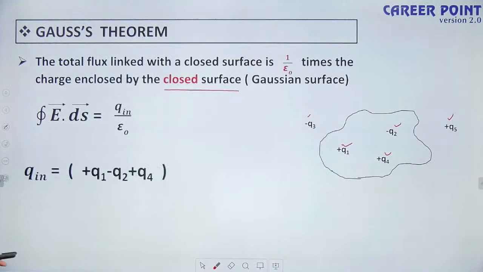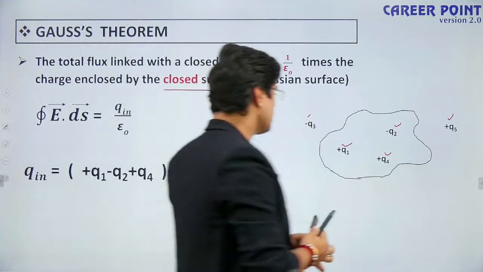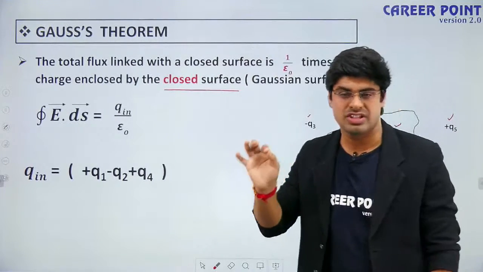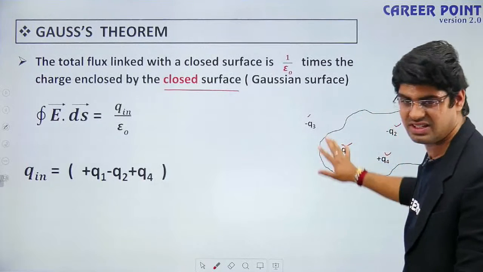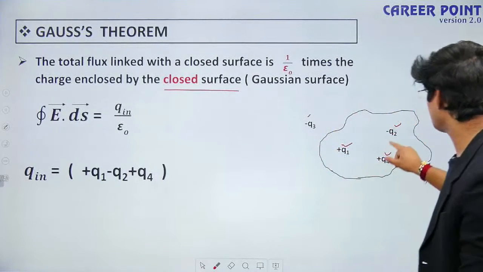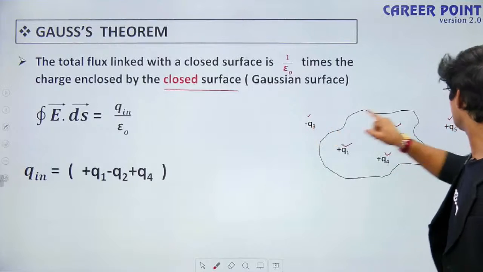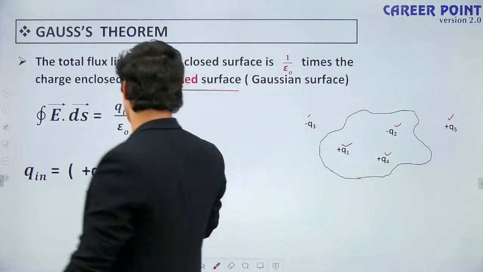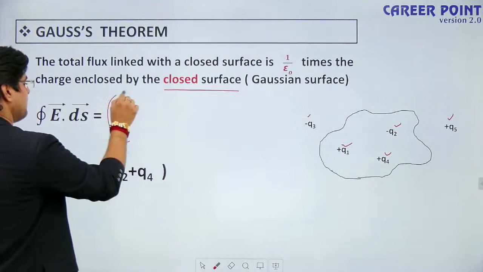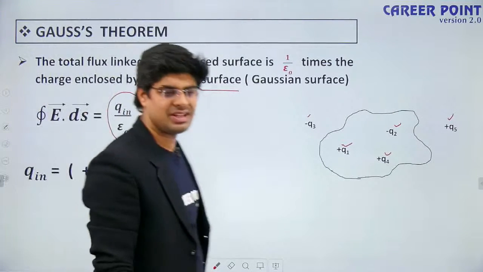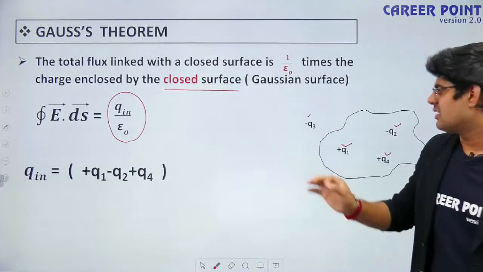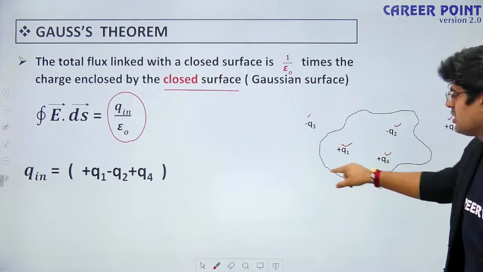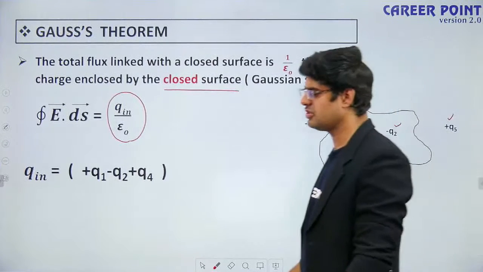So according to Gauss's law, the electric flux due to all of these charges combined will be given by Q inside by epsilon naught. What is Q inside here? Q inside is the total charge present inside the closed surface.